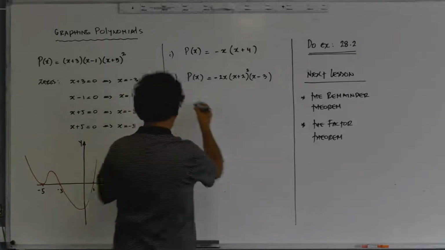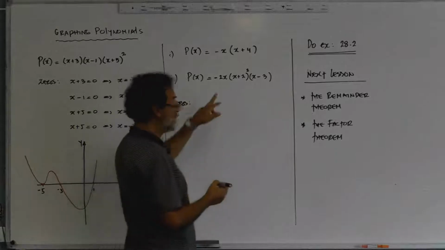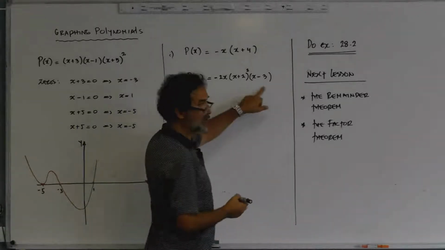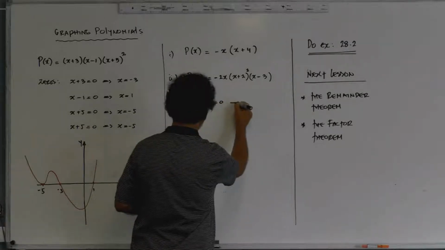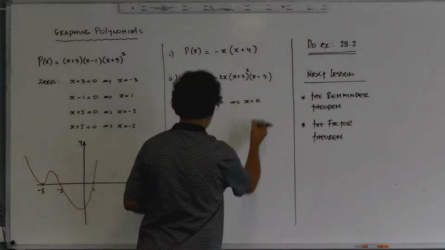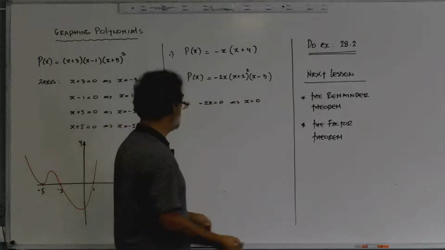Okay, so we're going to set each one of these factors equal to 0. So we're going to do minus 2x equals 0. That will give you x equals 0, because if you want to make x the subject, you divide by negative 2, so it's 0.